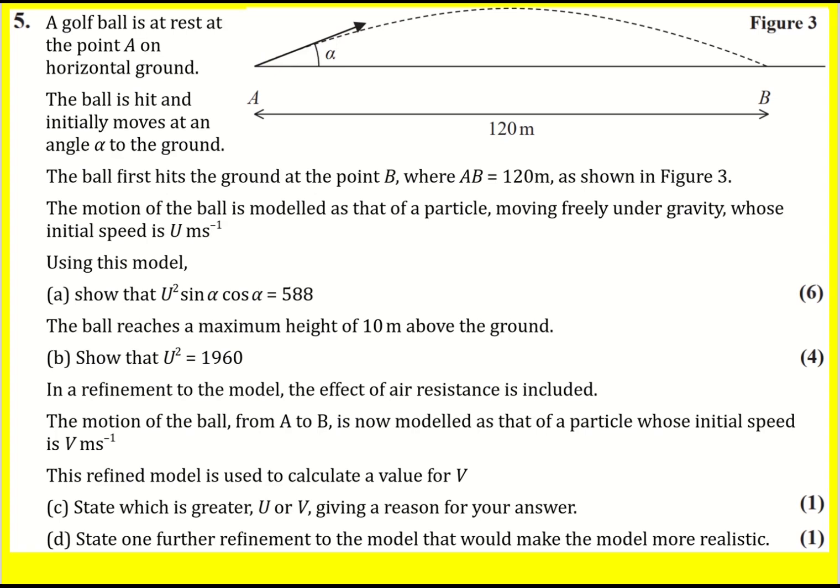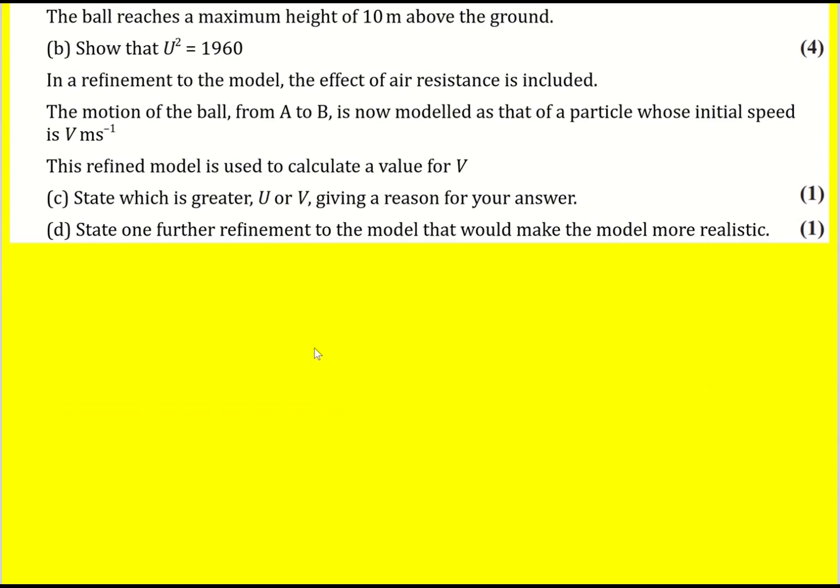A golf ball is at rest at the point A on horizontal ground. The ball is hit and initially moves at an angle alpha to the ground. It first hits the ground at the point B, where AB is 120 meters as shown in the figure, and the initial speed is u. We're asked, using the model, to show that u squared sine alpha cos alpha is 588.